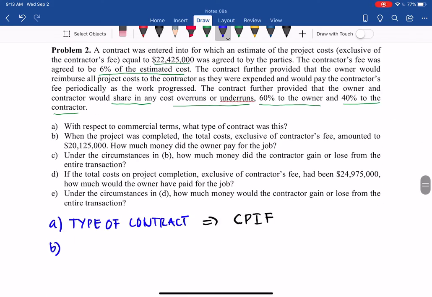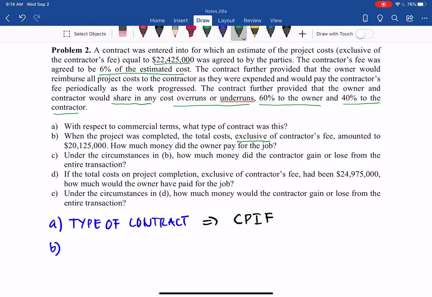When the project was completed, the total cost, exclusive, that is the keyword, exclusive of the contractor fee, amounted to 20,125,000. How much money did the owner pay for the job? So in this case, it seems the project cost lower than expected. Estimated 22,425,000, now it only spent 20,125,000. So there is some incentive that needs to be shared between the two parties. So the question asks, how much would the owner pay?